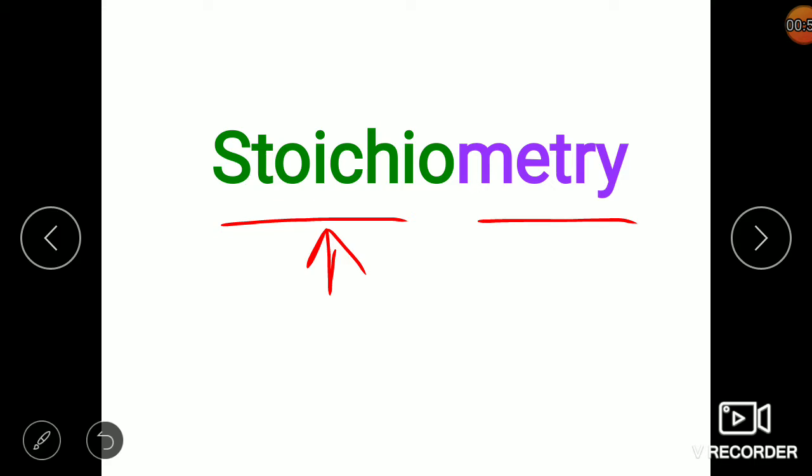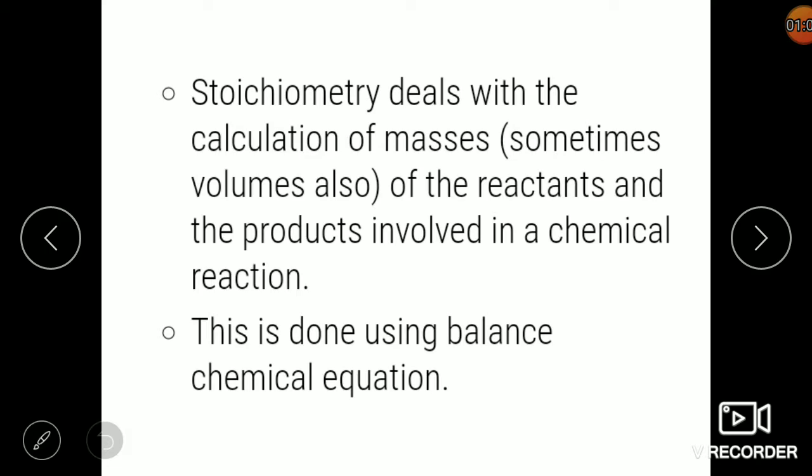So like that, stoichiometry means element and measurement. That means here you will measure the element. Now measuring element means what? Here you will be measuring the mass of the element or the volume of the element. So stoichiometry deals with the calculation of masses, sometimes volume also, of the reactant and product involved in a chemical reaction. So whenever you do the stoichiometry calculation, you will calculate the mass or volume of the reactant and product.